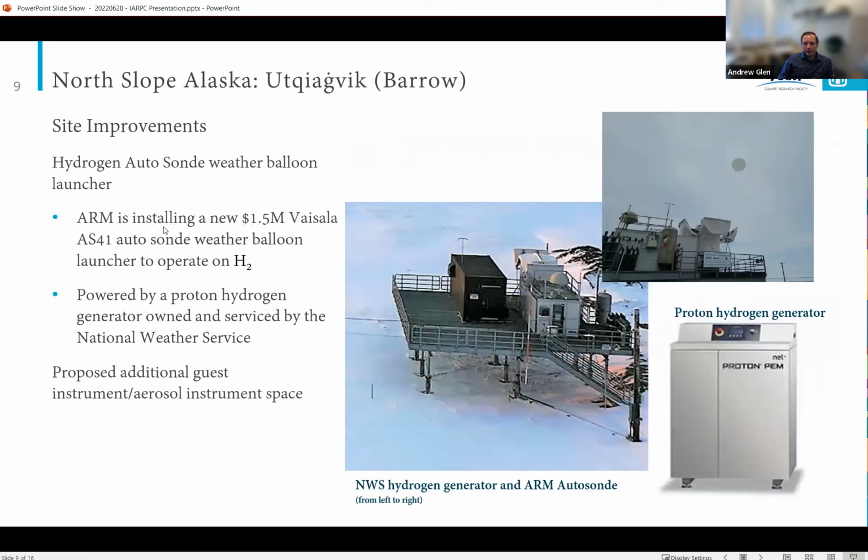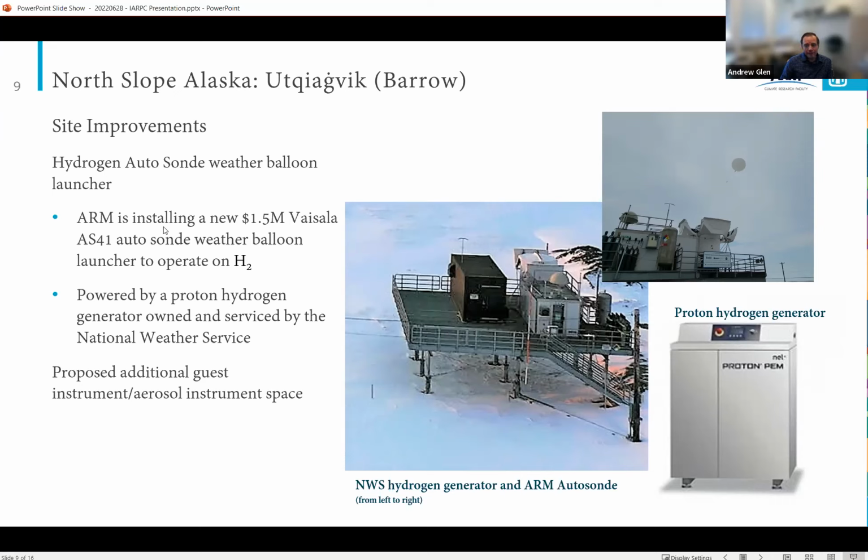Thinking about moving to the future and measurements at the NSA, one of the big changes we're making is installing a new Vaisala autosonde launcher so we can get regular radiosonde launches. This launcher uses hydrogen as a lift gas, so we have a hydrogen generator on site. It's really difficult and expensive to get helium up to the North Slope, particularly now when it's very difficult to get helium at all. We're very thankful that we have this hydrogen generator. Other ARM facilities are looking to move towards this in the future, because it is a more robust system and we're not relying on deliveries of helium, which are in huge shortages right now.